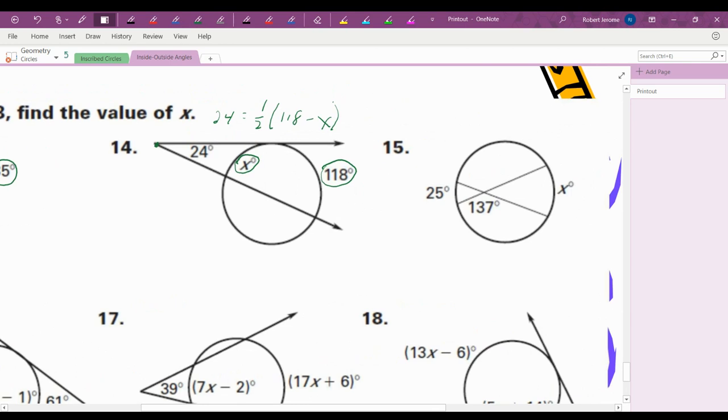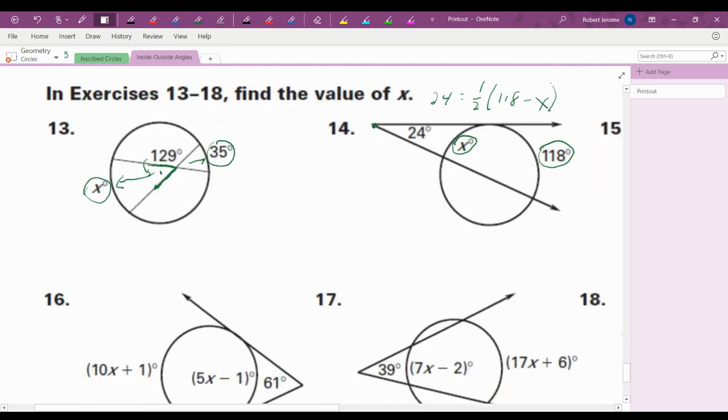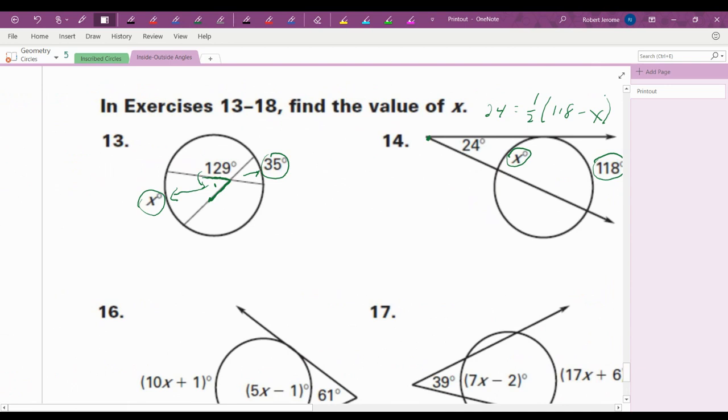Number 15 is exactly the same as number 13. So again, we'd have to find that little angle first. So 180 minus 129. And that's going to give us 51 degrees for that angle. And now we know 51 equals 1/2 (35 plus x). Okay.